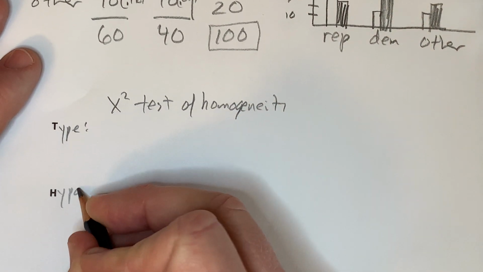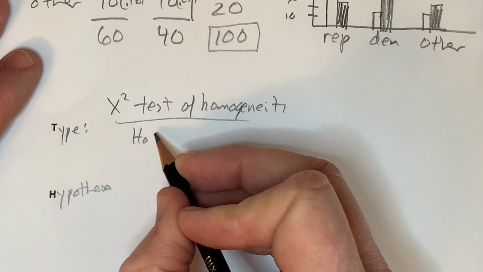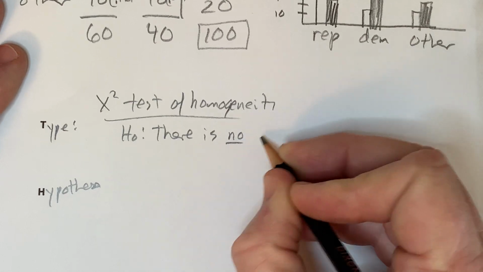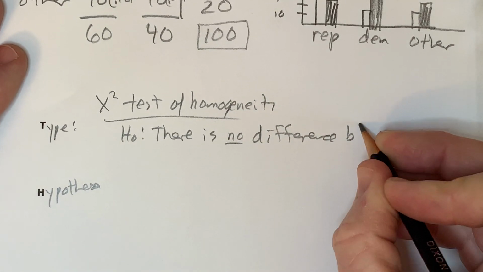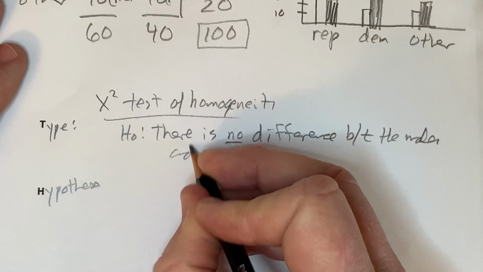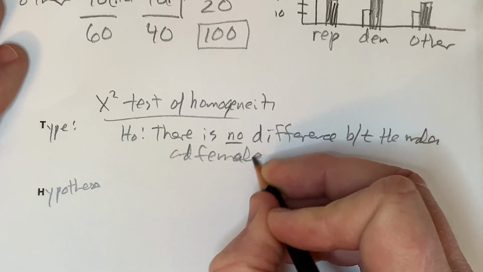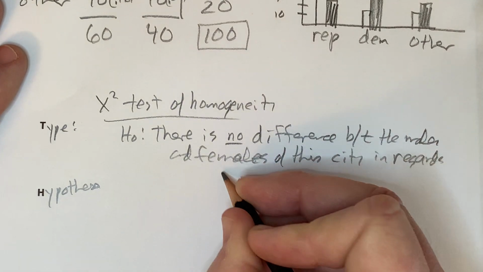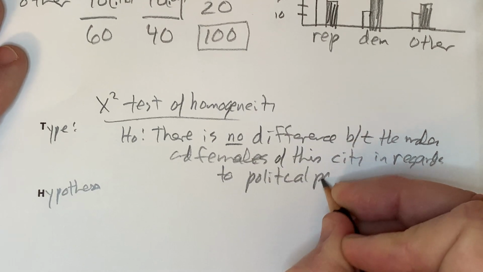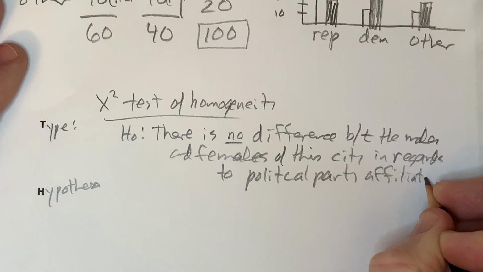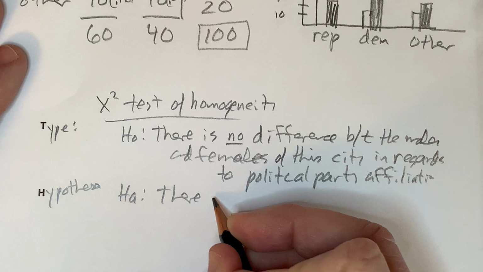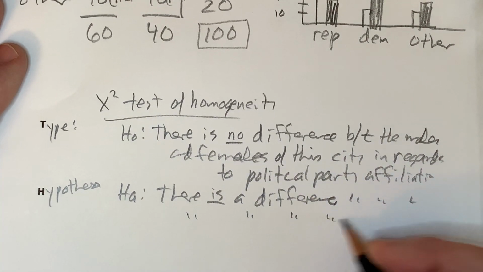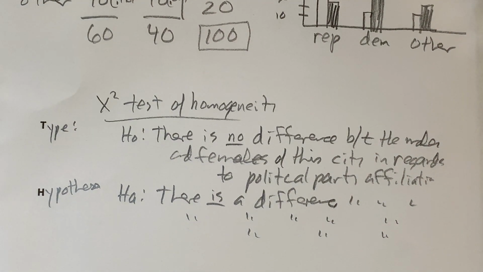And of course, the next thing we do is write our hypotheses. Our null hypothesis is that there is no difference in the two populations. With the test of homogeneity, that's always your null hypothesis. There is no difference between the males and females. Obviously say this in context: the males and females of this city in regards to political party affiliation, and the alternative is that there is a difference. And you can certainly use ditto marks here in regards to the males and females in this city in regards to political party affiliation. So there's our null, and there is our alternative.